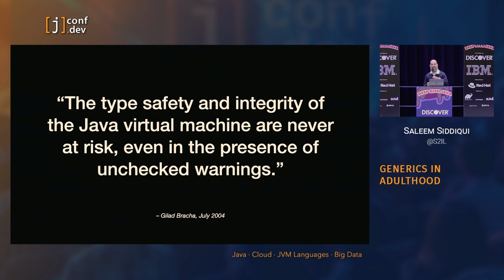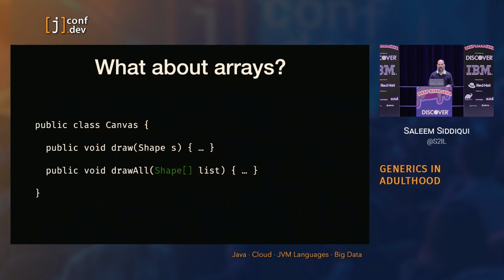Like you can craft programs that pass the compiler but throw ClassCastExceptions, even with the modern version of Java. Now, what about arrays? Arrays are interesting because you can use them with generics, but you don't have to, because they encompass both things: the fact that they are a collection and the fact that they're typed right there in the name. So a shape array is an array of type shape. They are naturally covariant. In a shape array, you can have any shape or any subclass of shape.